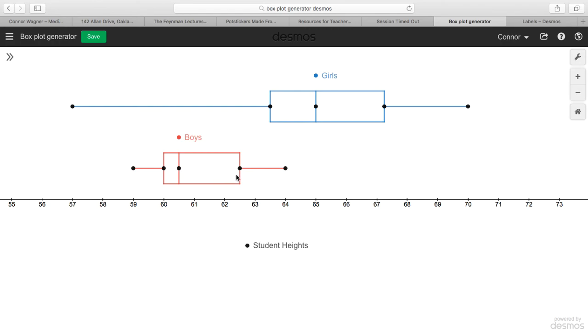That's kind of the whole reason I made this video. I wanted you to recognize this because students will often get that wrong. A bigger box and whisker plot does not mean there's more data. It means the data is more spread out, okay?